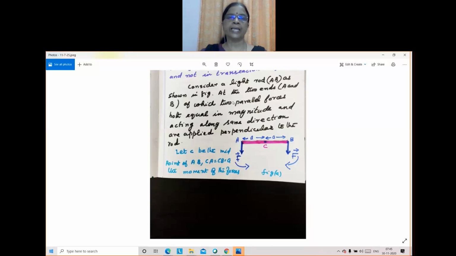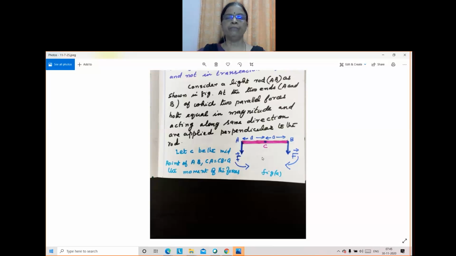At the two ends A and B of which two parallel forces, both equal in magnitude and acting along the same direction downwards, are applied perpendicular to the rod. We are applying the force perpendicular to the rod. Let C be the midpoint of AB, CA equal to CB.